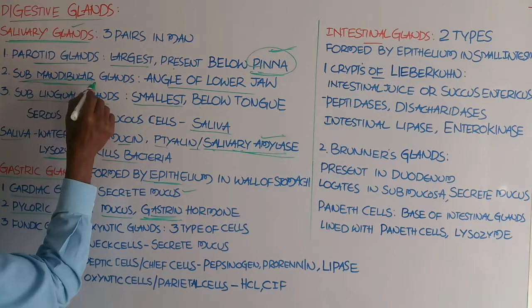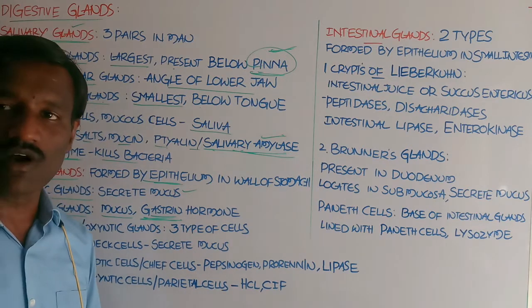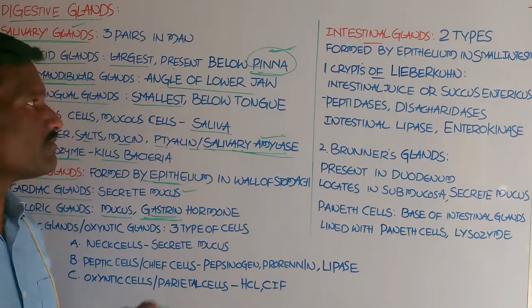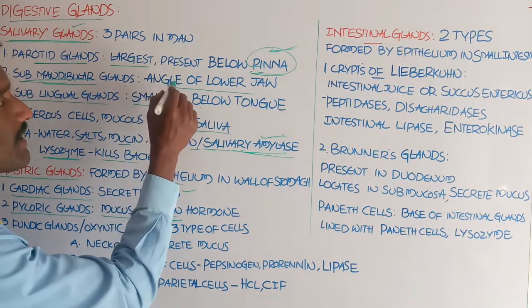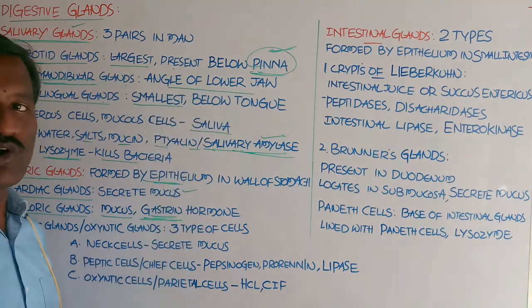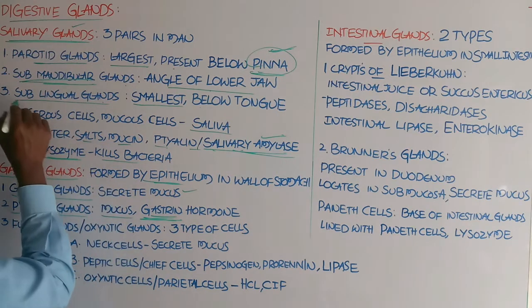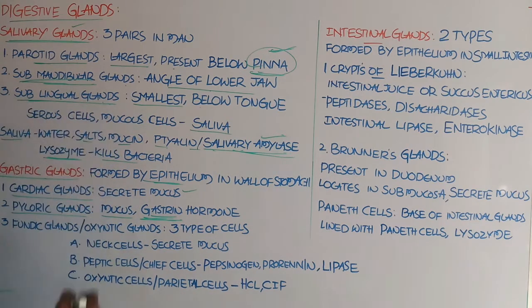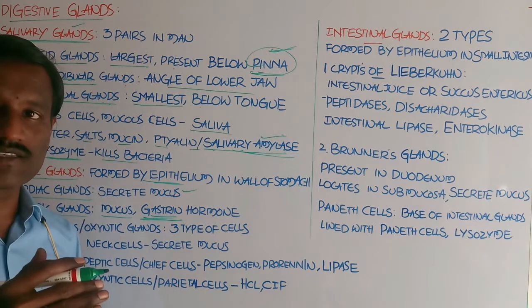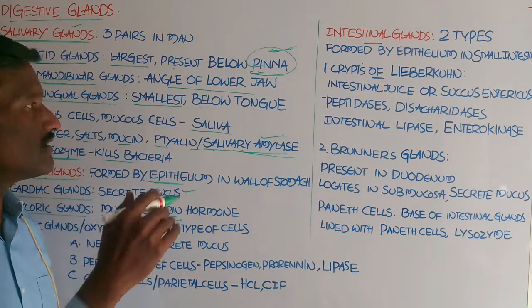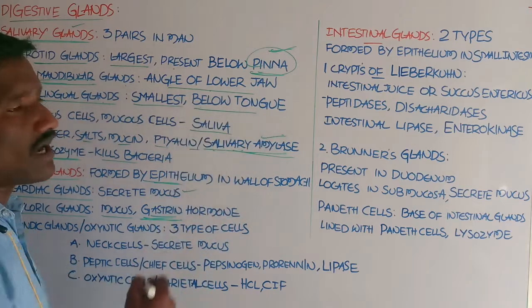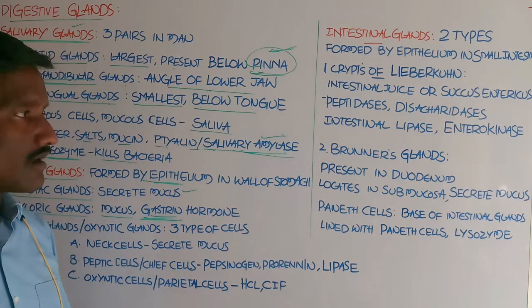Next, submandibular glands, also called submaxillary glands. These are the glands present at the angle of the lower jaw. And the third pair is sublingual glands. Sublingual glands are the smallest glands and are present below the tongue.